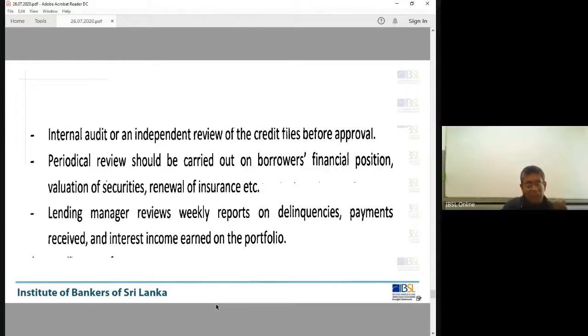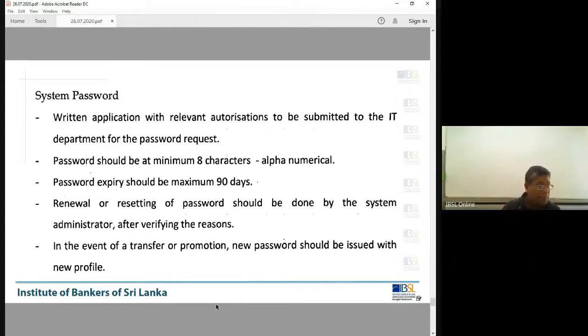And then system passwords, another important thing. So every person who is working, especially at the counter, must have a system. You are given a password. Usually a password is 8 characters. Usually in some organizations the password is automatically renewed or automatically lapsed. So you need to get a new password, right? Password ensures your authenticity, and that was given by the IT department usually.